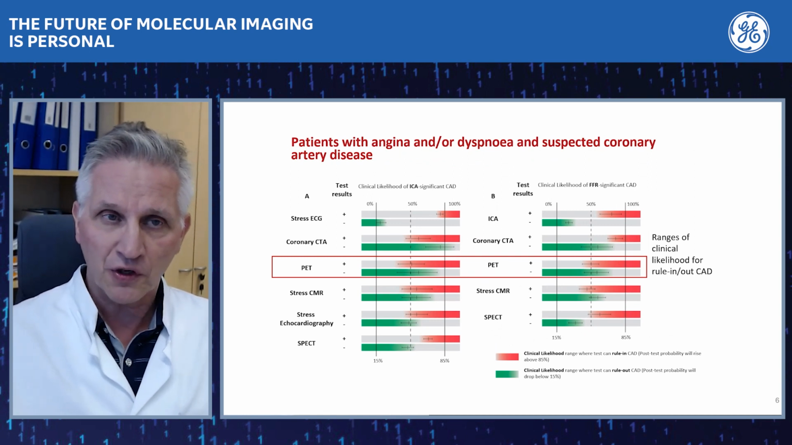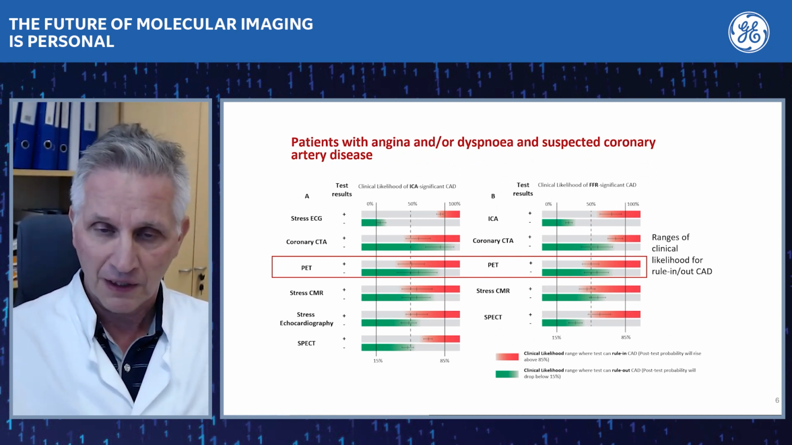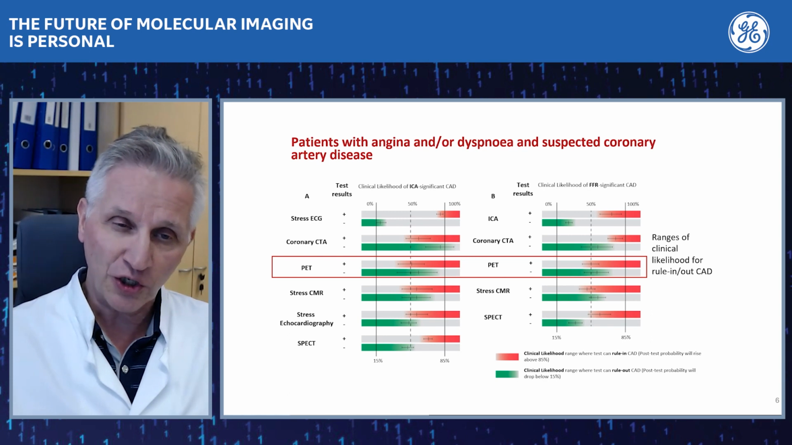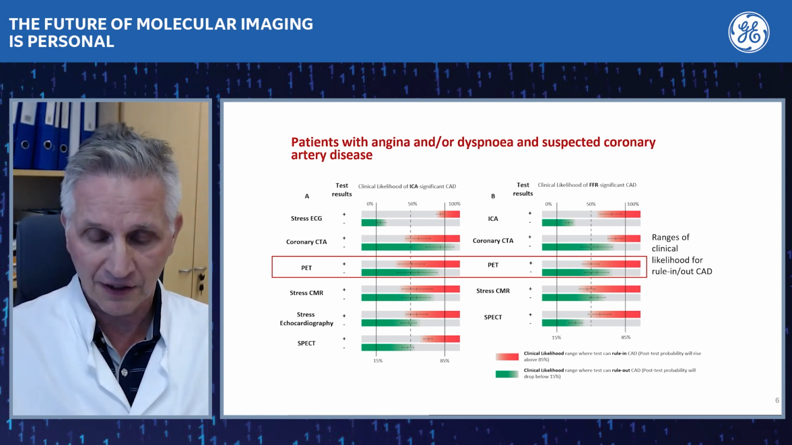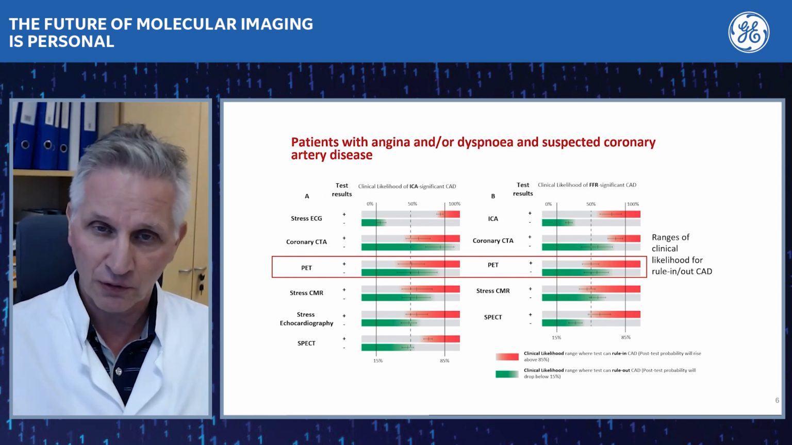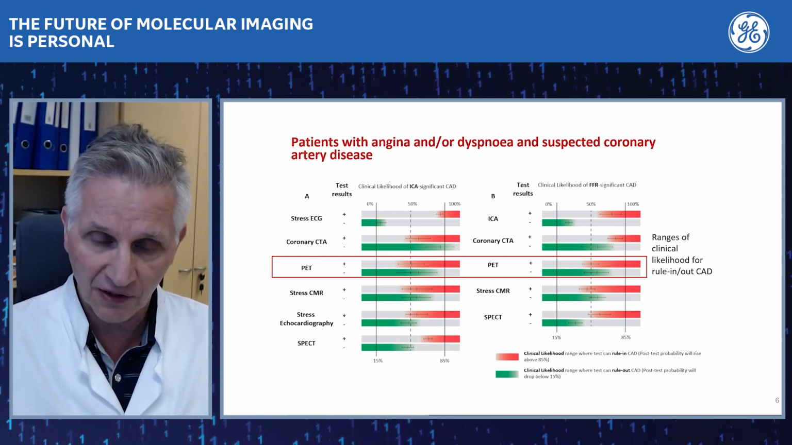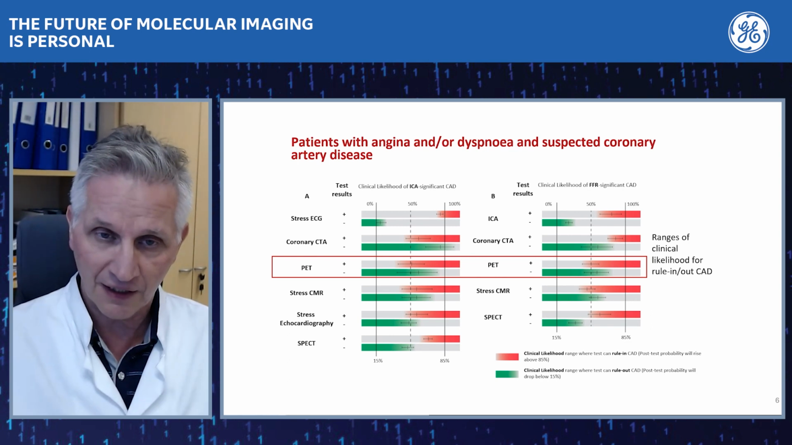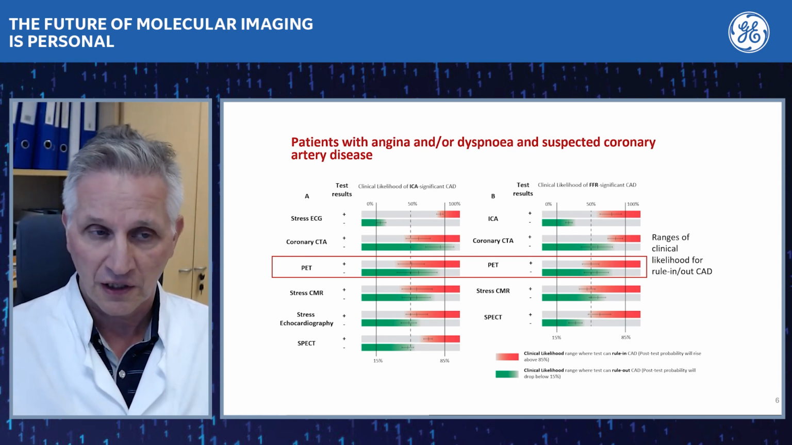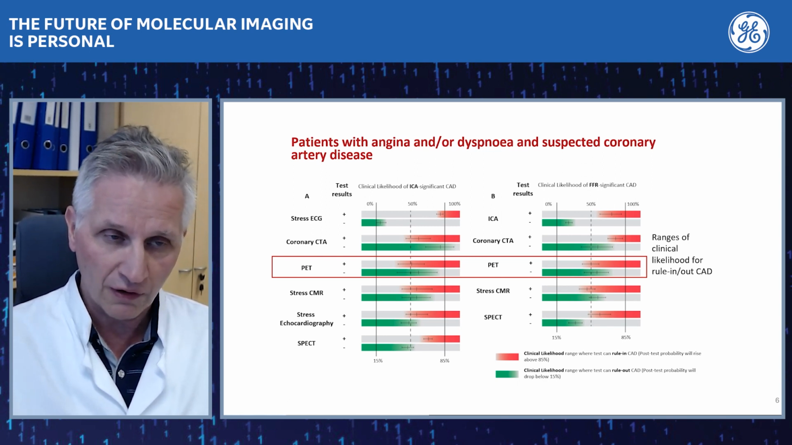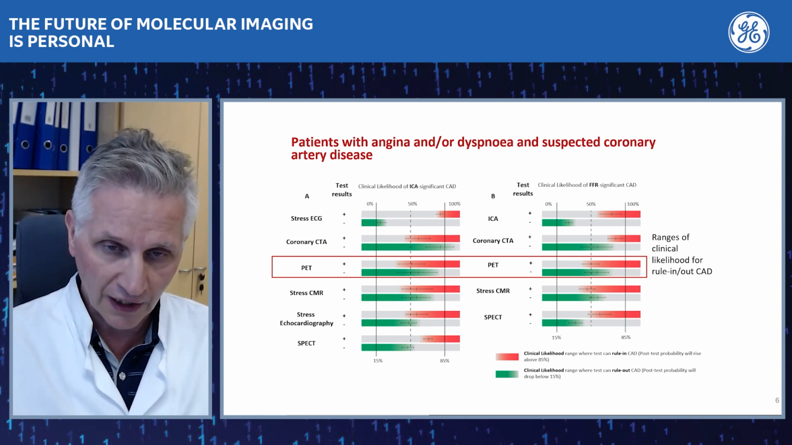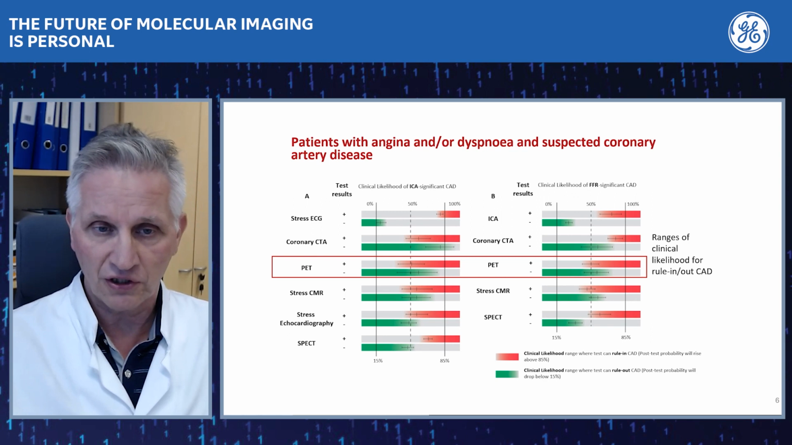If we now focus on PET in general, and this data is actually not based on the most recent PET studies where absolute quantification has been applied, but generally any PET data information in the literature, we can see from this graph that PET is really a strong and accurate test to either rule out or rule in coronary disease.